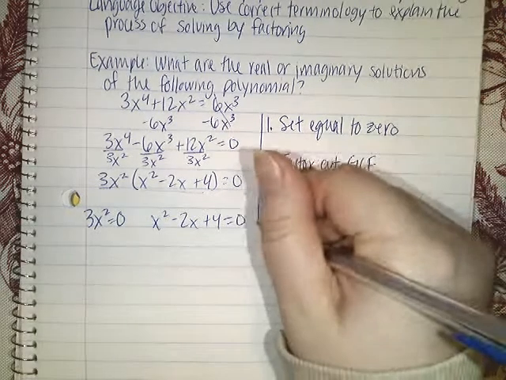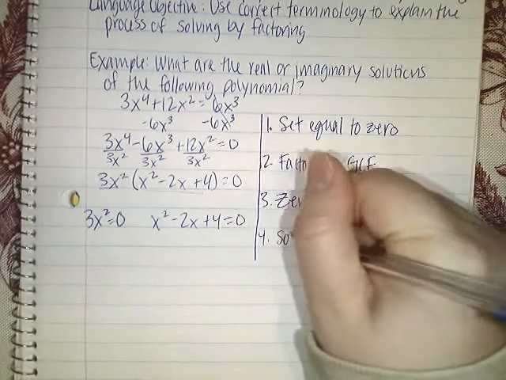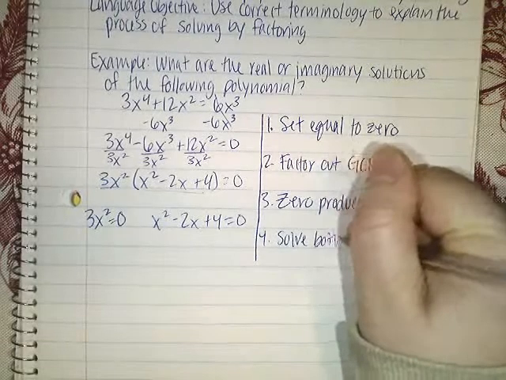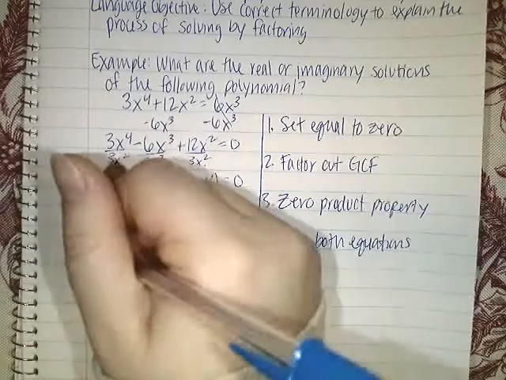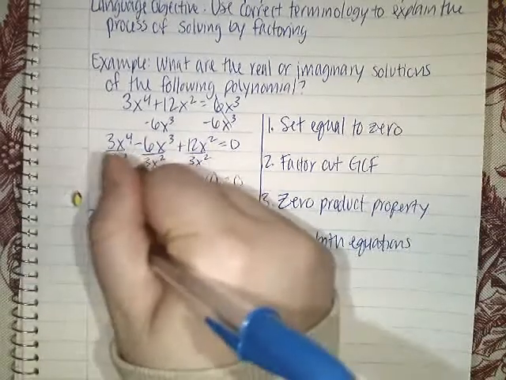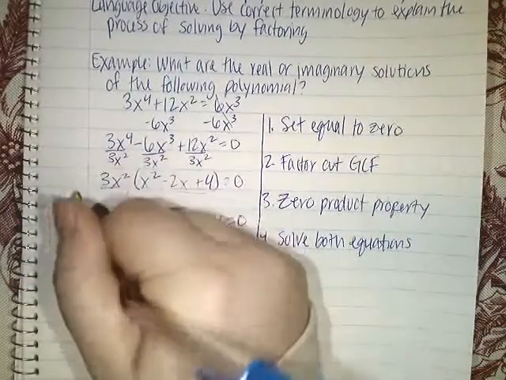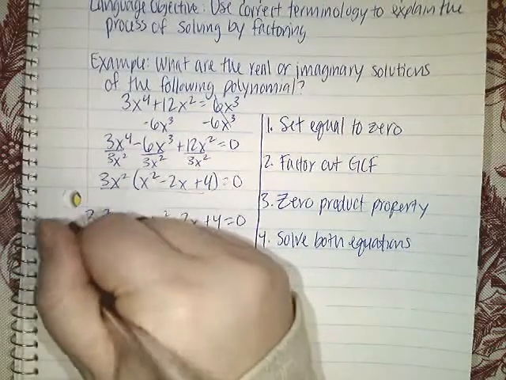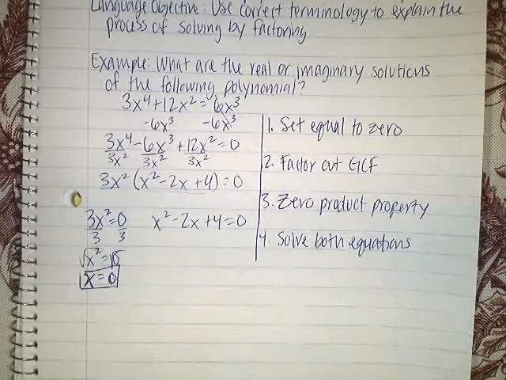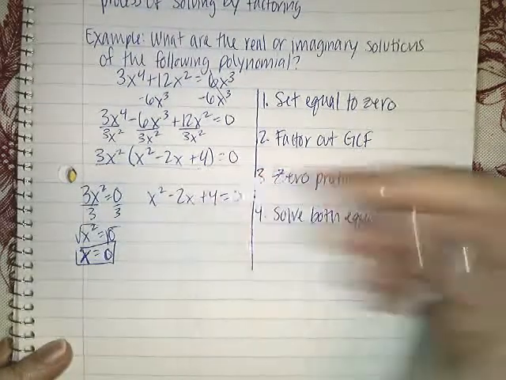So I'm going to start by solving each one. Solve both equations. So the first equation is a little bit easier. I'm going to divide by 3, get x squared equals 0, square root both sides. x still is equal to 0. So x equals 0 is one of my solutions. I'm going to keep solving this one.